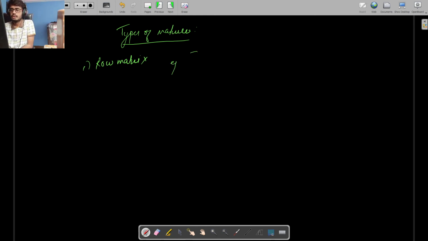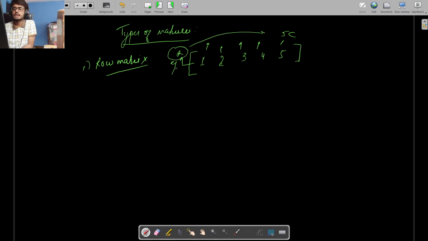For example, if I have a matrix as 1, 2, 3, 4, 5, this matrix has only one row, right? But it can have more than one column, so 2, 3, 4, 5 columns. So a matrix with only one row but any number of columns. It doesn't depend on the number of columns, but only on the number of rows. So if there is only one row in a matrix, that kind of matrix is known as a row matrix.